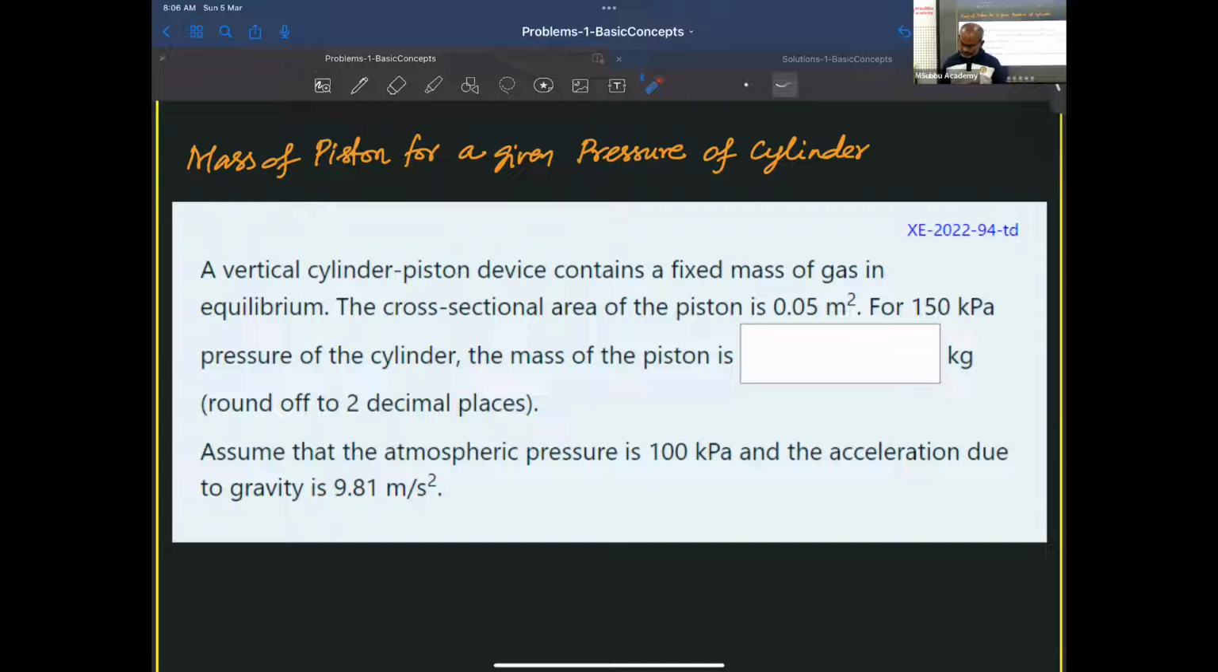A vertical cylinder piston device contains a fixed mass of gas in equilibrium, and the cross-sectional area of the piston is 0.05 meter square. For 150 kPa pressure in the cylinder, what is the mass of the piston in kg? We need to give the answer rounded off to 2 decimal places. Assume that the atmospheric pressure is 100 kilopascal and the acceleration due to gravity is 9.81 meter per second square.